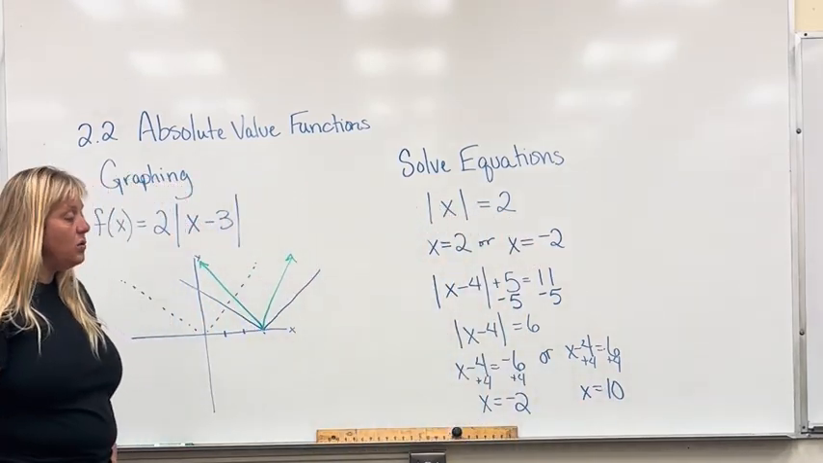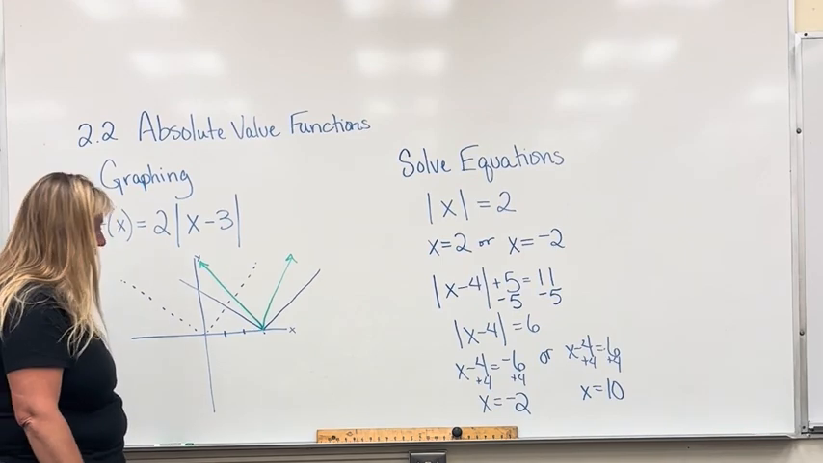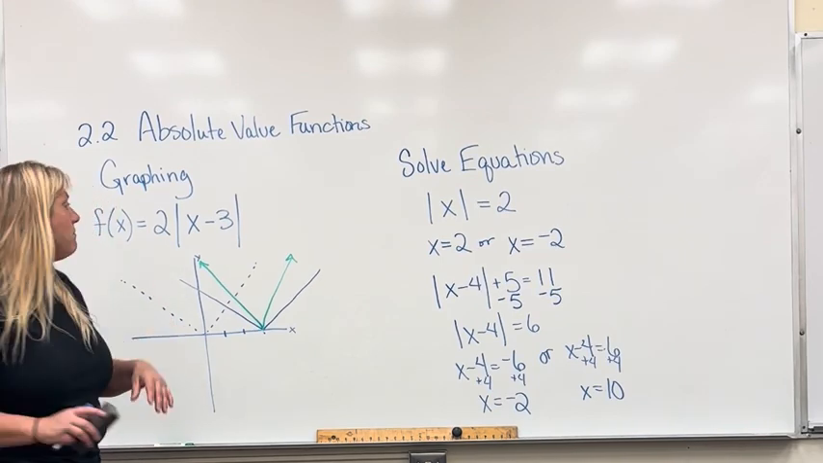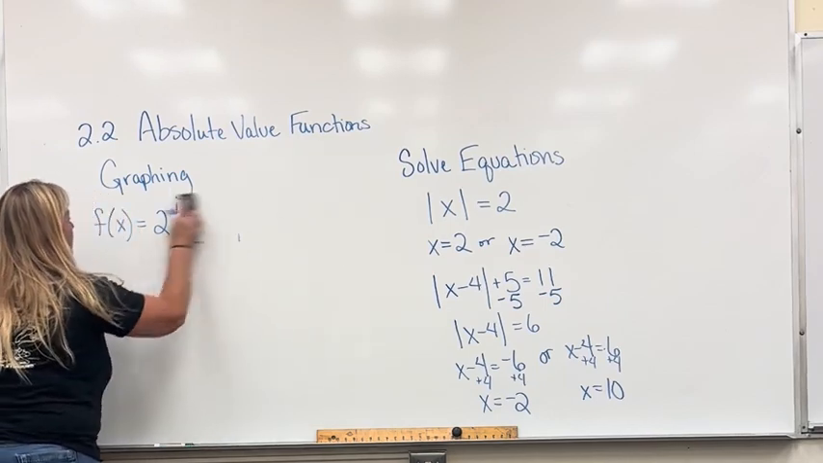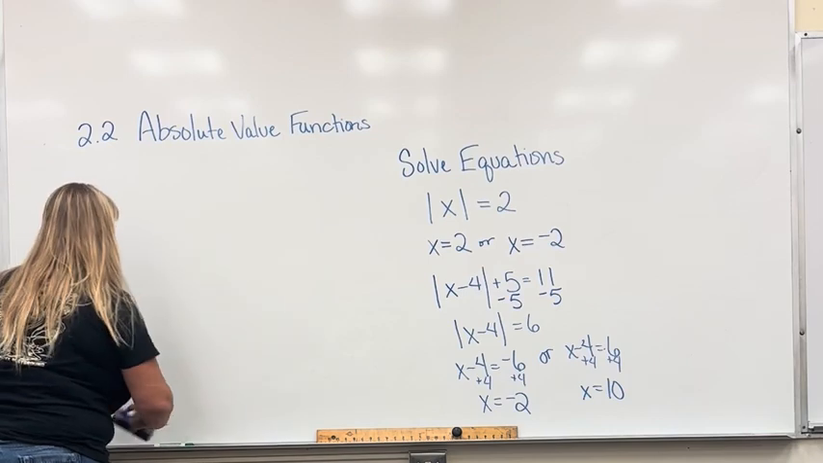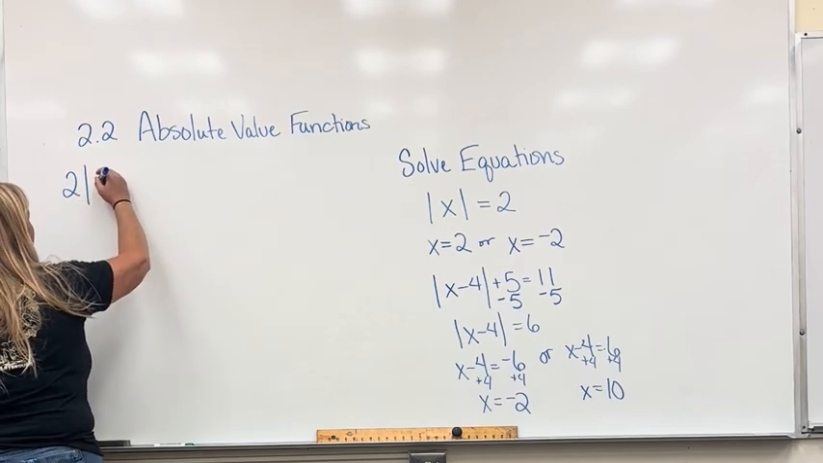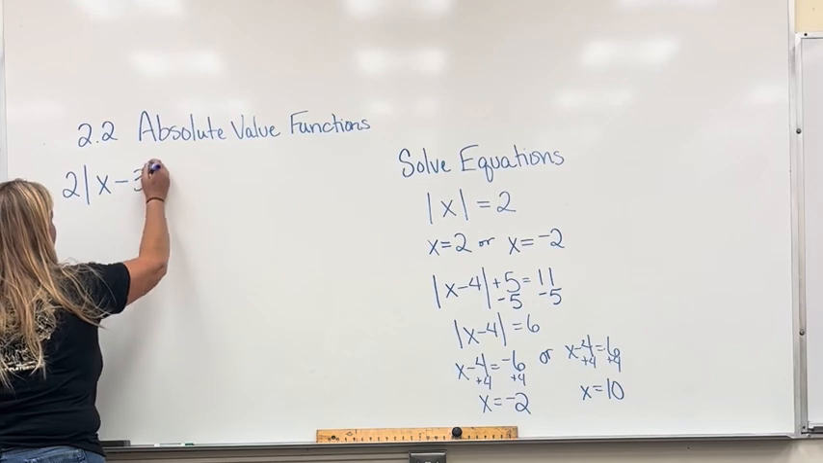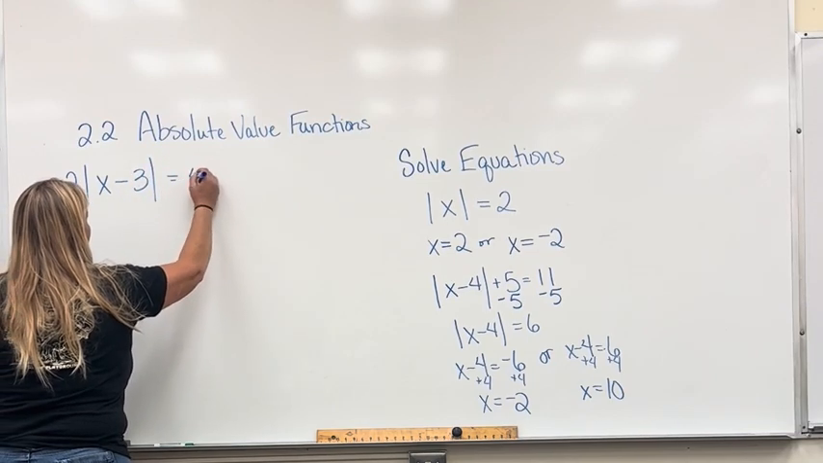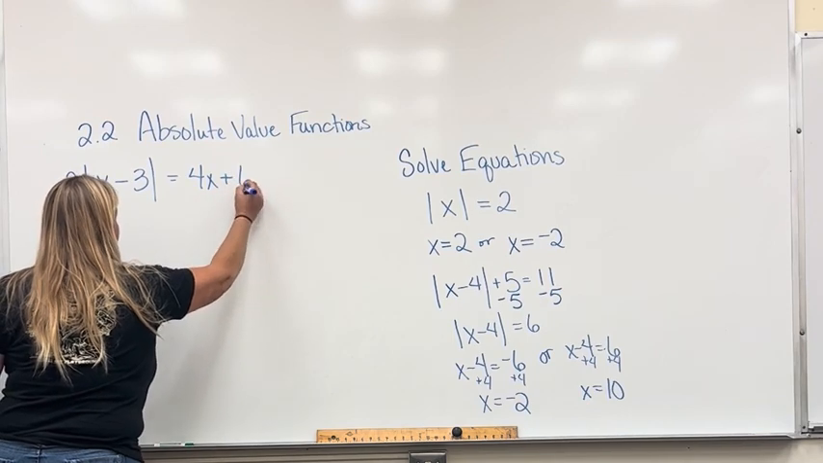So we get two answers, negative 2 or 10. All right, but that's the method going on here. So let's say that it looked, let's see what we have this time. Let's say that we had 2 times the absolute value of x minus 3 equals 4x plus 6.